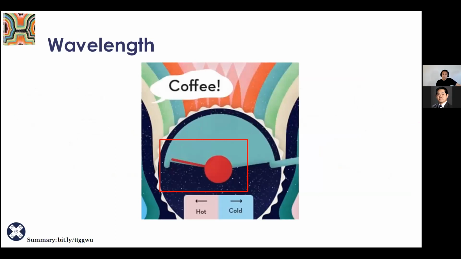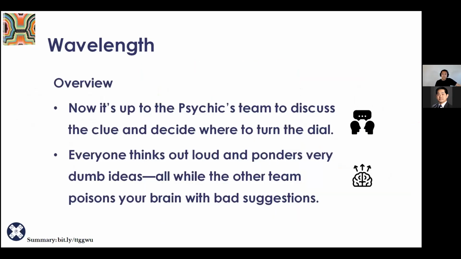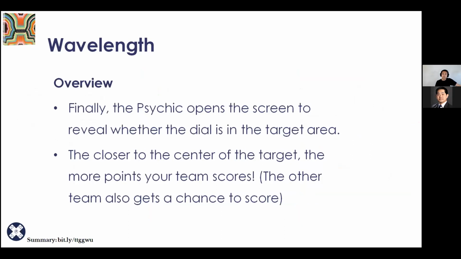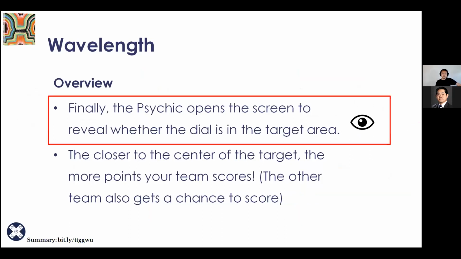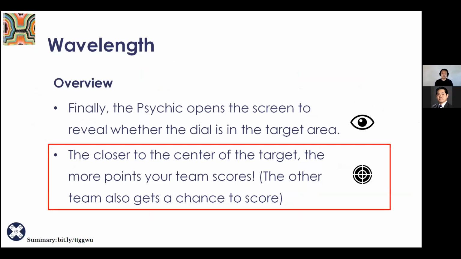So in this case, we have selected to turn the dial all the way to the left here with that clue coffee. And then it is going to be up to us to open up that screen and try to determine whether or not they hit that target. So us as the psychic, we're going to open up that screen when you're playing the physical game to reveal exactly where the dial is in the target area. So the closer to the center of the target, the more points your team is going to score, which is really great for your team because that's exactly what you want.